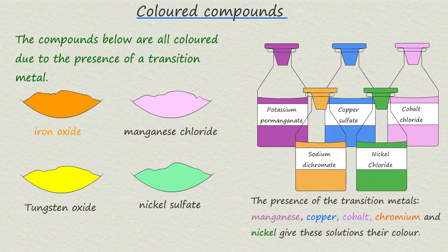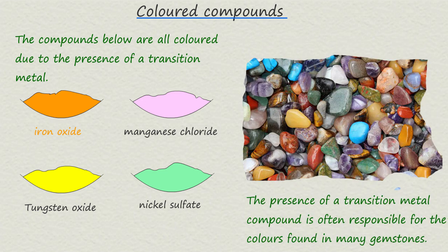However, many transition metal compounds are coloured. The image shown contains some common transition metal compounds that are coloured and which you may have seen dotted around the lab at times. Many of the coloured transition metal compounds are found in gemstones and minerals and are responsible for giving them their characteristic colours.